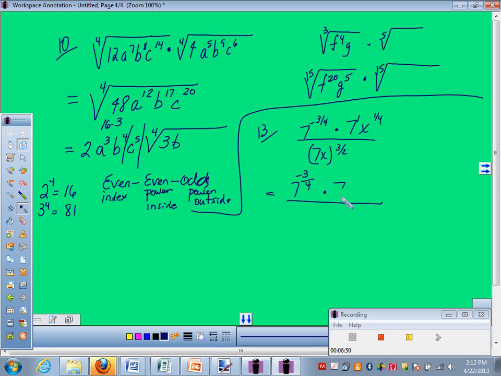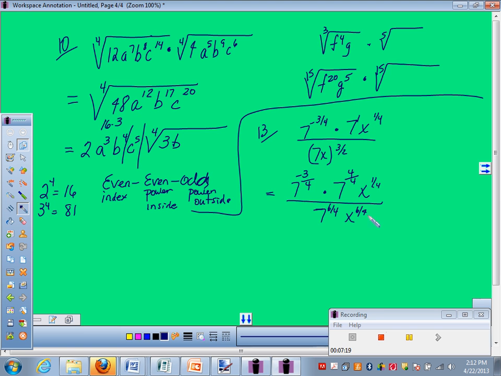But this 7, that's a whole 7, 7 to the first power. How does that become fourths? That's 1 as a power, so 4/4. And then on the bottom, 3/2 is going to become 6/4. And I also need to distribute that to both of them. So I'm going to write a 7 to the 6/4 and x to the 6/4. You read that?